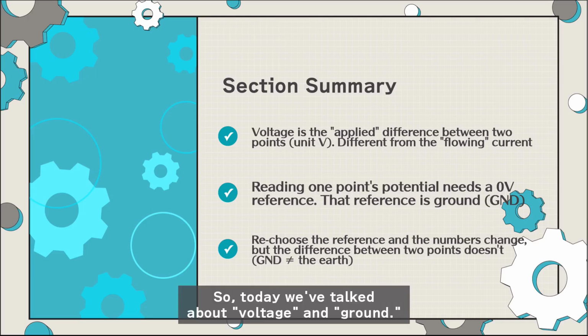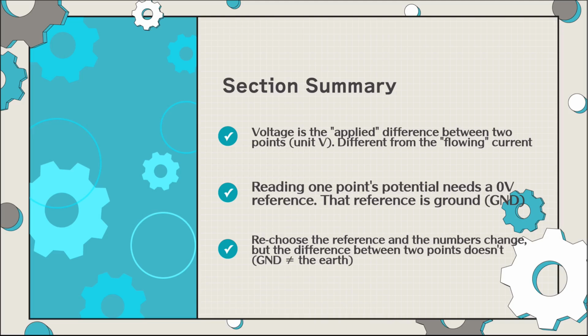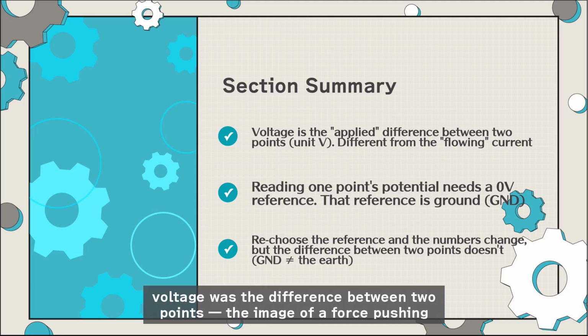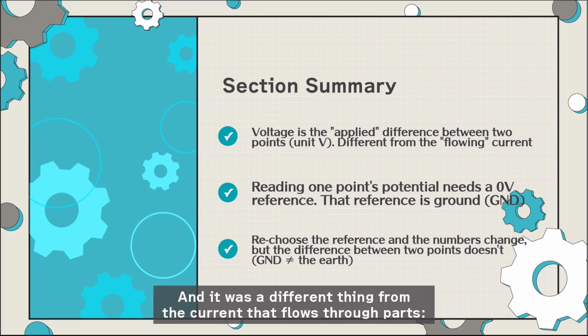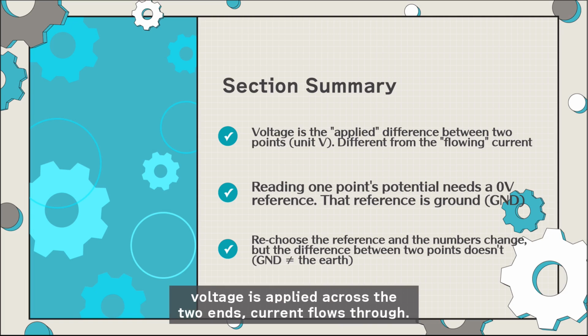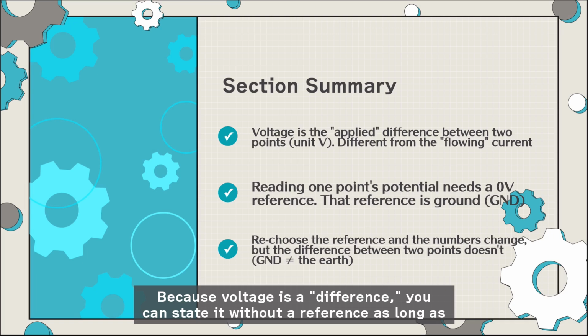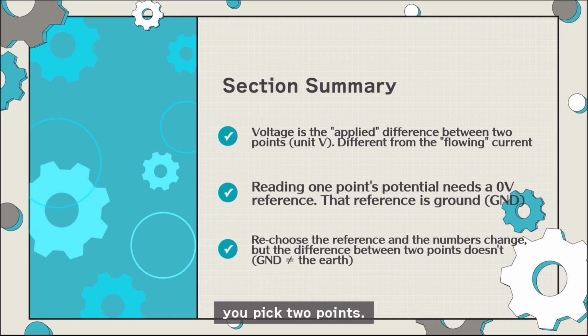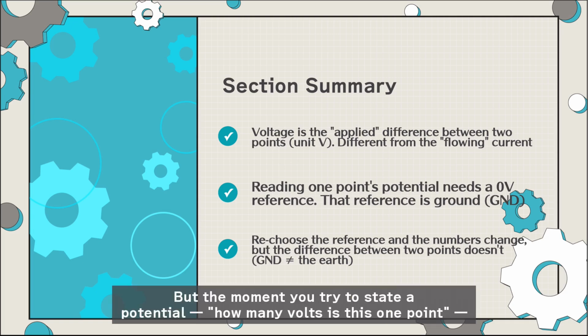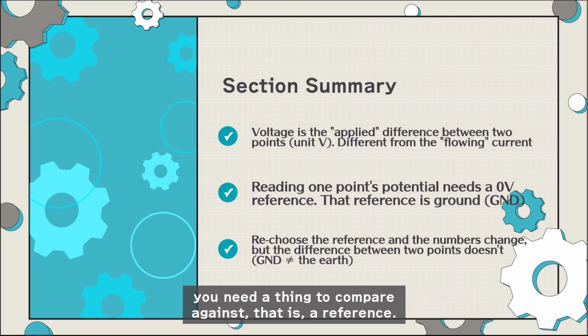So today we've talked about voltage and ground. First, the voltage was the difference between 2 points, the image of a force pushing electricity. And it was a different thing from the current that flows through parts. Voltage is applied across the two ends. Current flows through. Because voltage is a difference, you can state it without a reference as long as you pick 2 points. But the moment you try to state a potential, how many volts is this one point? You need a thing to compare against, that is a reference.